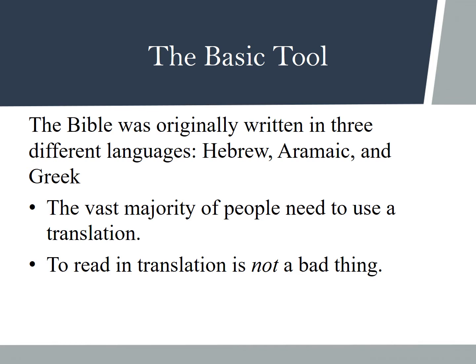The Bible was originally written in 3 different languages: Hebrew, Aramaic, and Greek. Aramaic was used in parts of the book of Daniel, and it's very similar to Hebrew, but it is somewhat different.